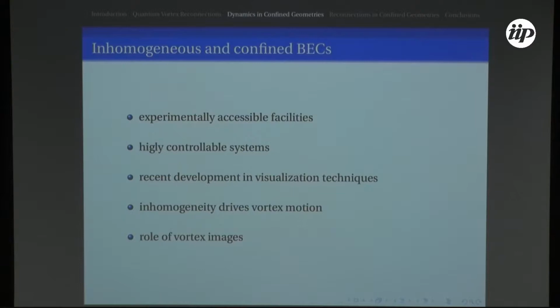So now I will go to dynamics in trapped and confined geometry. What's important about addressing vortex dynamics in trapped condensates? First of all, they are accessible experimentally, so if one claims or thinks to have found something, it's always nice to have the possibility to check with the experimentalist that the effect you have found is relevant, and actually happens because the other effects are negligible. And we know that trapped BECs are highly controllable systems.